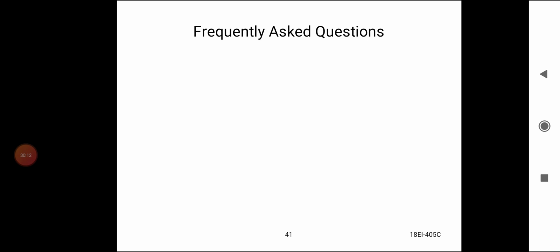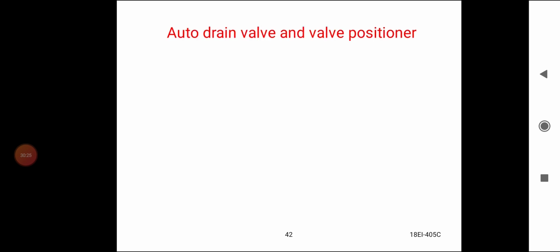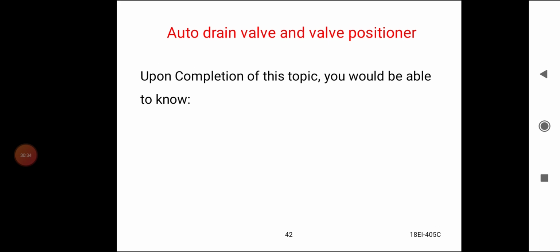The frequently asked questions from this are: explain principle of operation of butterfly valve, explain principle of operation of layers, auto drain valve and valve positioner. Upon completion of this topic, you would be able to know auto drain valve, valve positioner.